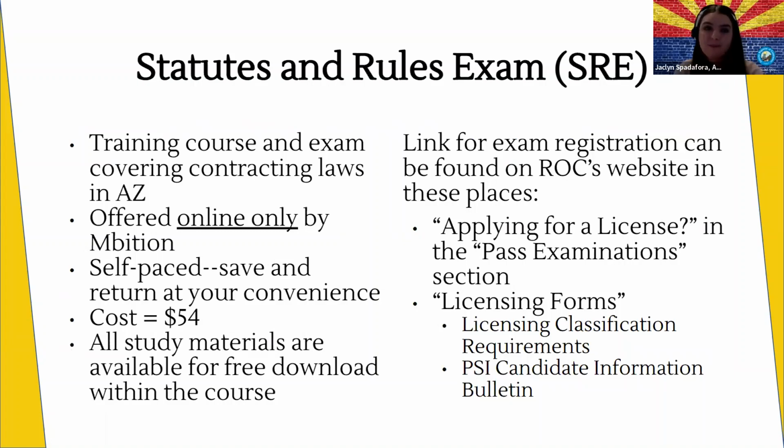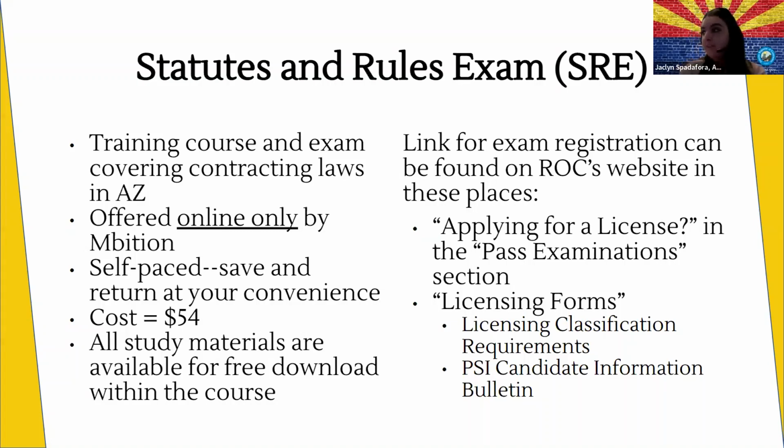A little bit more in depth here with the statutes and rules exam. Again, it is a training course and it covers contracting laws in Arizona. It is offered online only by Ambition. It's self-paced and you can save and return at your convenience. The cost is $54 and all study materials are available for free through download within that course.